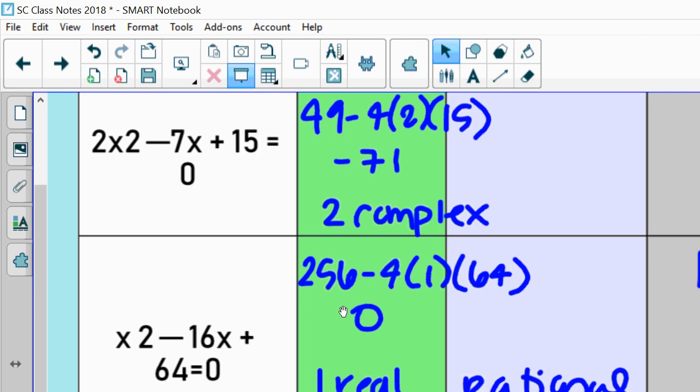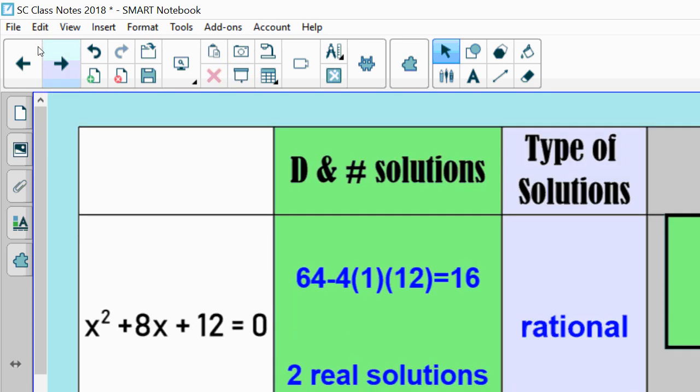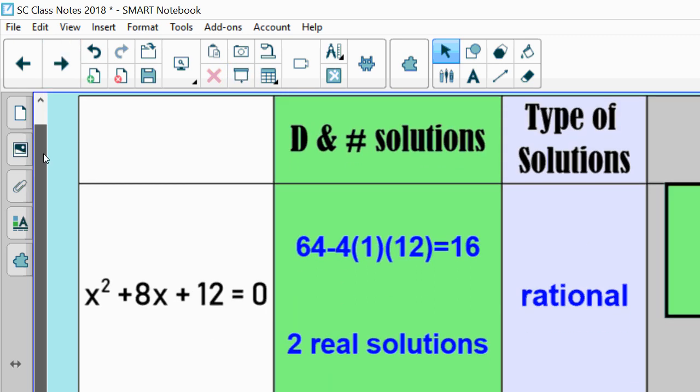Why don't you try the next 2 rows, pause the video, and then play the video after you have tried them. So hopefully after you try these next 2, you got a discriminant of 16 for the first one, which meant I have 2 real solutions, which are rational, because 16 is a perfect square. When you plug that into the quadratic formula, you get a value of -2 and -6.